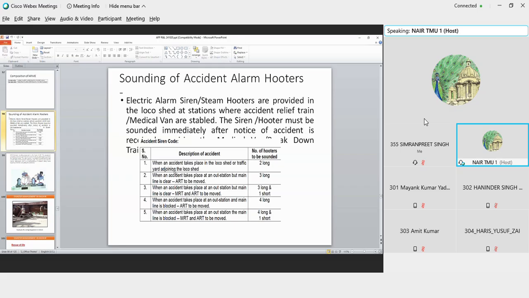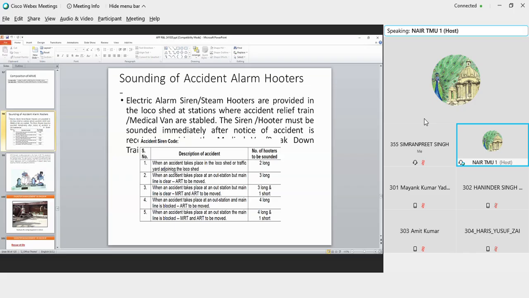So the hooter code is 4 long and 1 short. So you will hear that the sirens have started blaring. They will give 4 long blares and they'll give 1 short blare. And as soon as the people hear this sound, they know that an accident has happened and they start running towards the ART or the ARME, because the ART will not stop and it has to move within 30 minutes or 45 minutes. We handpick the staff which is nominated for breakdown duties.